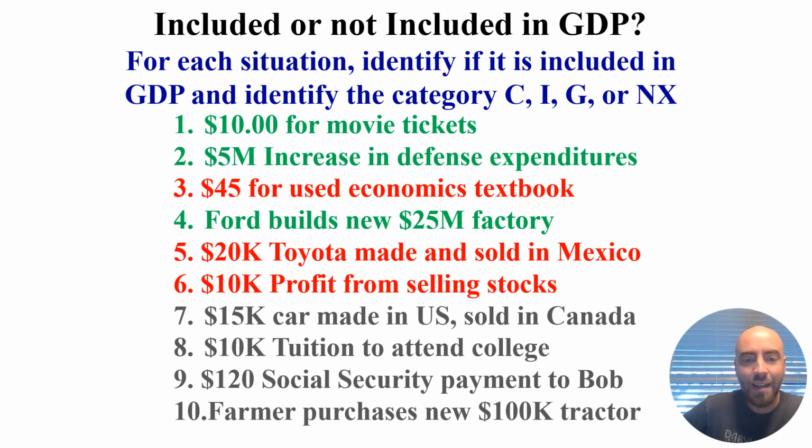$15,000 car made in the US, sold in Canada. What do we think here? This would count toward GDP. This would be an export. It's made here and then sold in Canada, so it's an export. And it would count toward our GDP because the money is coming into the United States.